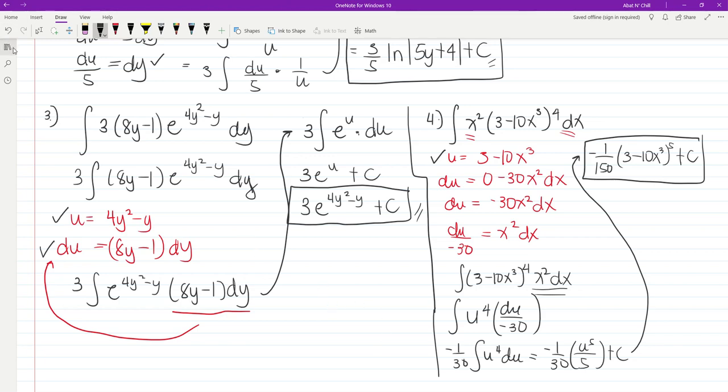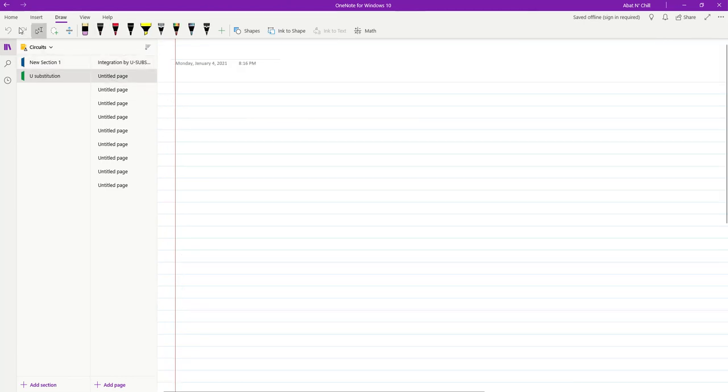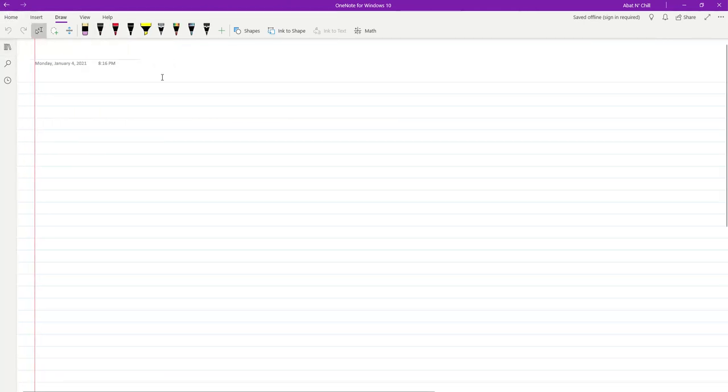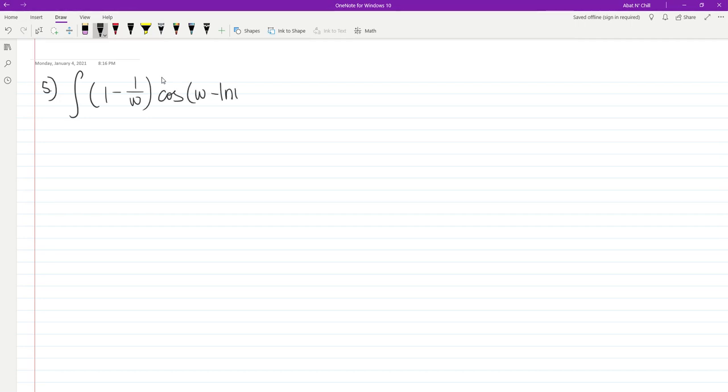Okay, so another problem involving a transcendental function, a trigonometric function. So this would be our number 5, integral of 1 minus 1 all over w, cosine of w minus ln of w, then we have dw. Okay, so in evaluating integrals, it's not always x, it's not always y. So we can have different variables such as this example. So we have w as our variable.